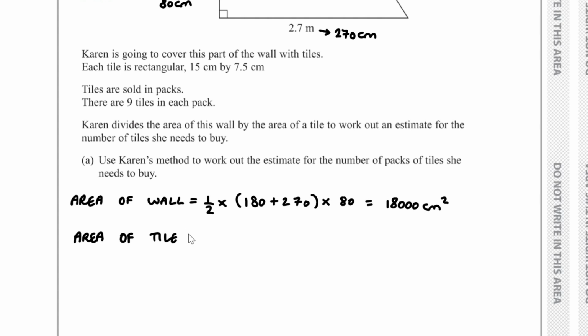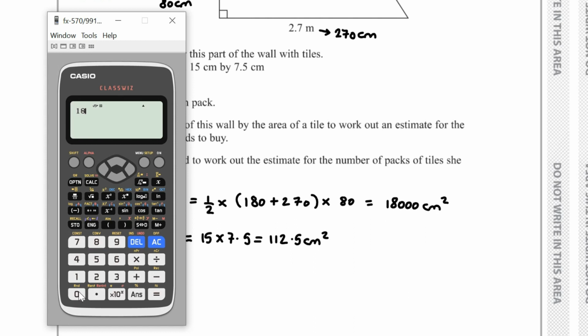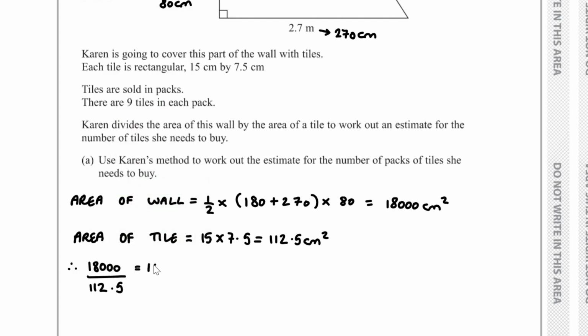So to work out the area of the tile, we have 15 multiplied by 7.5, which is 112.5 centimeters squared. And therefore, the number of tiles needed will be 18,000 divided by 112.5. So if we work this out, 18,000 divided by 112.5, we get 160. So you can see that there's 160 tiles needed.